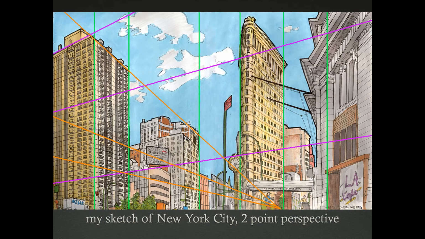Then for the purposes of this lecture, I've gone ahead and added some perspective lines mapping how this image is constructed. The vertical lines remain all parallel to each other. If you look at all the green lines, they're totally parallel to each other on the image, keeping in line, no pun intended, with the rules of 2-point perspective. But then the orange lines and the purple lines definitely converge at vanishing points. One is down here and the other is way off to the left.